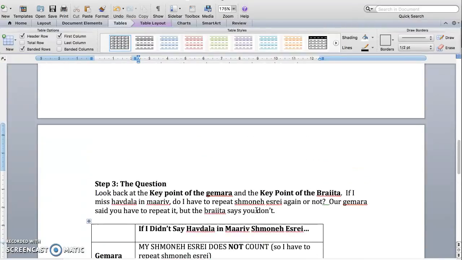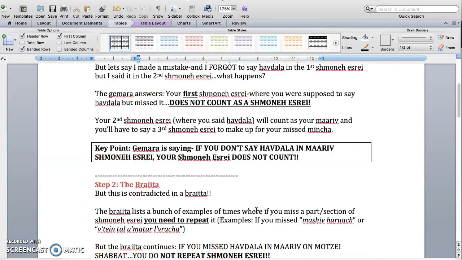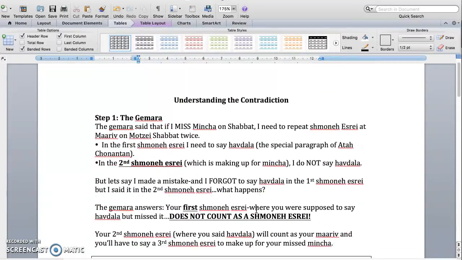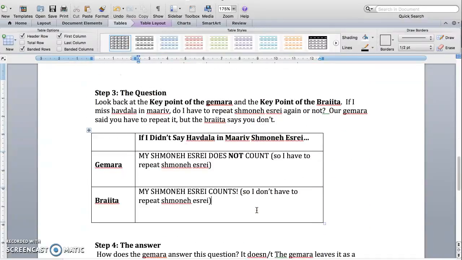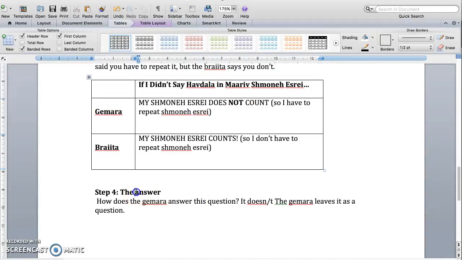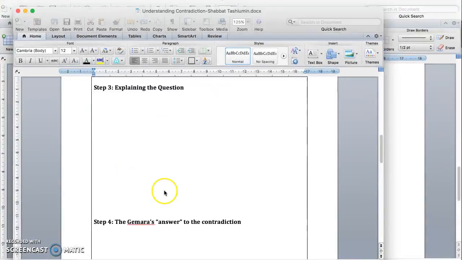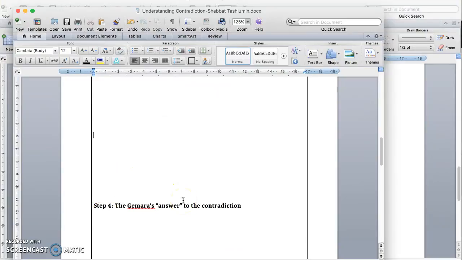And it really emerges very clearly when we look at step 1, the Gemara, and step 2, the Breita. We get the key points from each, and we realize these contradict each other. The Gemara said one thing, but the Breita contradicts it. And now we get to the final step, and this is a very easy step, the answer. Unfortunately for this Gemara, and I wrote it in your notes, I put it in quotation marks, the Gemara's answer to the contradiction.